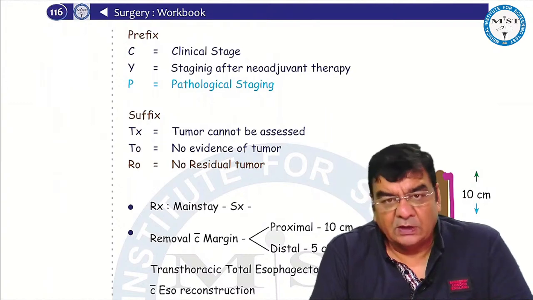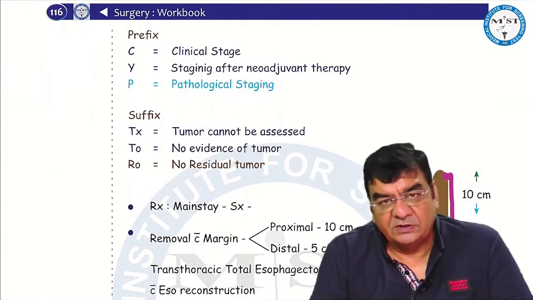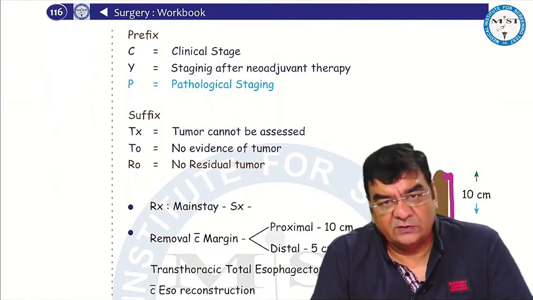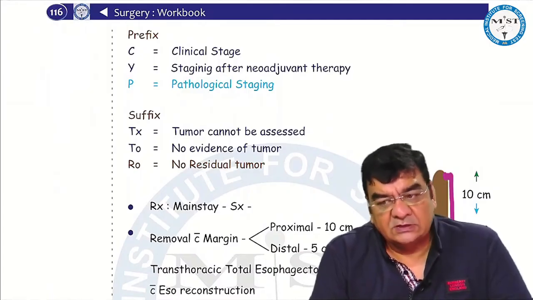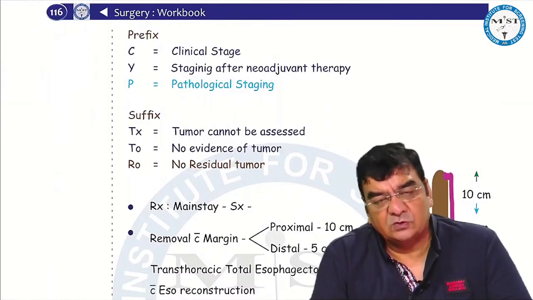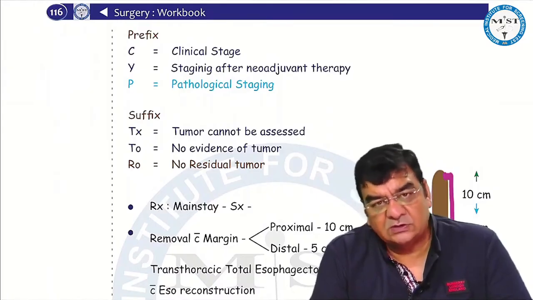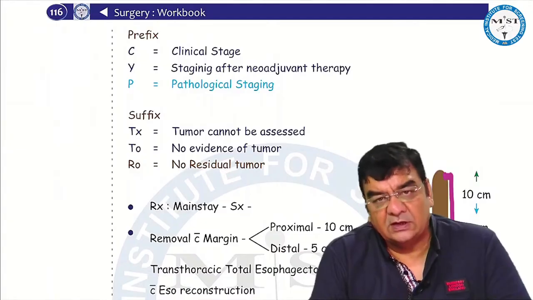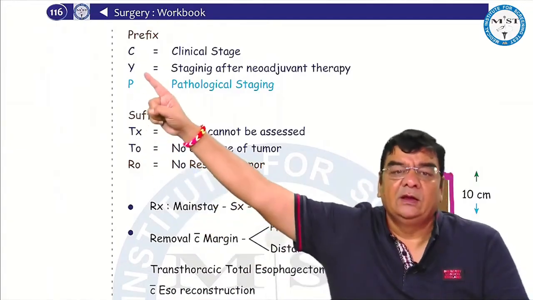C is when we are doing a clinical staging, that is when the patient came to us and we did the clinical examination, we did all the investigations, that is a clinical stage. If suppose clinical stage suggests it's an advanced cancer, so we should give neoadjuvant therapy first to downstage the tumor and then do the surgery. Then after giving neoadjuvant therapy, again we do the investigations. Now whatever is the stage after neoadjuvant therapy, we use the prefix Y.